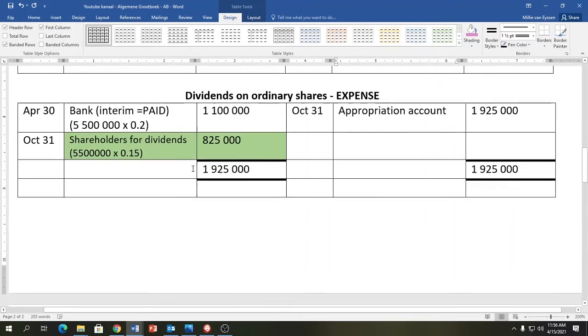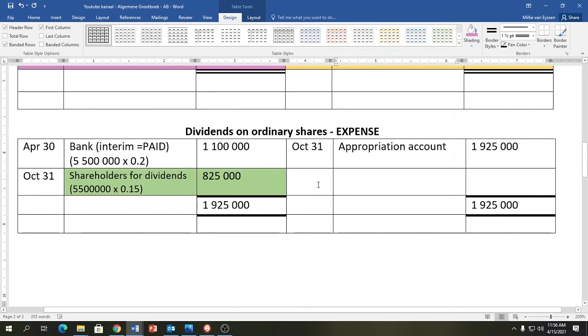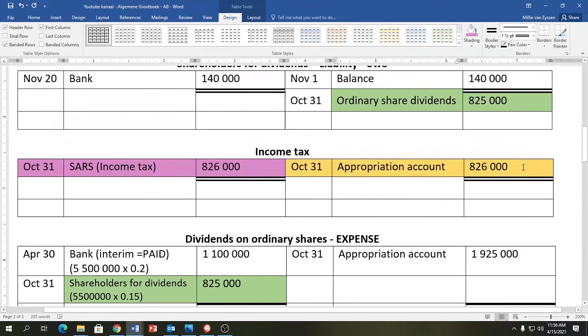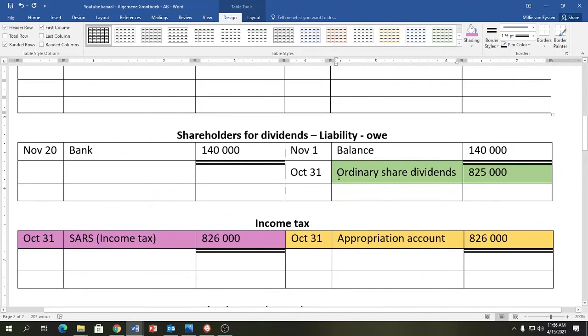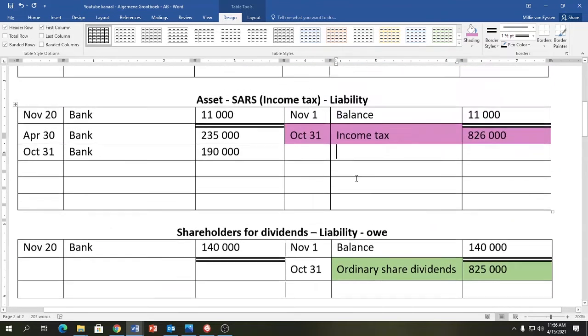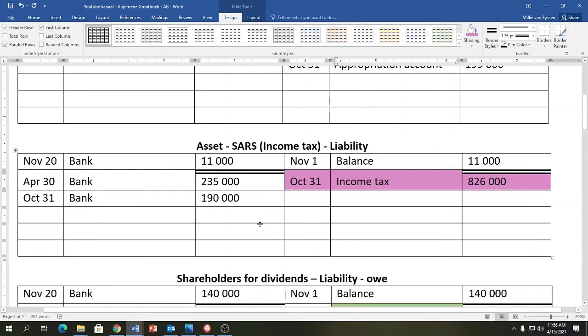I've filled in my income tax. Dividends is done. It's closed off. Income tax account is done. My liability account shows that I owe dividends. It stays there. And then I've got my SARS account. I now need to figure out, did I pay too much or too little? In total, I paid 425 Rand in taxes. I had to pay 826 Rand, which means I still owe 401 Rand. So that will be my balance.